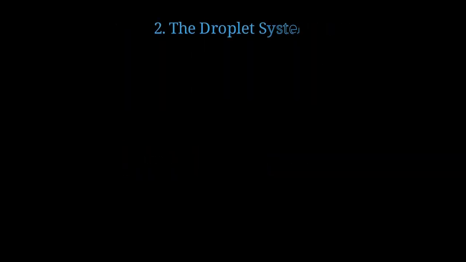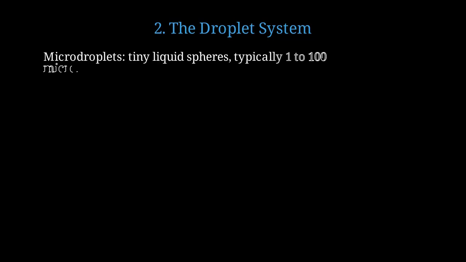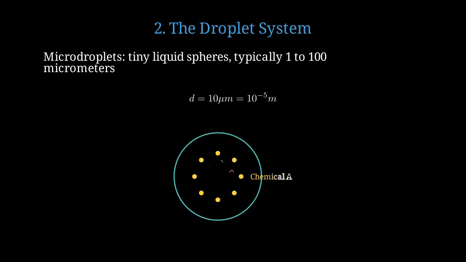Now let's dive into the heart of our topic, the microdroplet system. Microdroplets are tiny liquid spheres, typically ranging from 1 to 100 micrometers in diameter, about the size of a human cell or smaller. A typical droplet might be 10 micrometers in diameter, or 10 to the power of -5 meters. Inside each droplet, we have different chemical species that can react with each other, creating a dynamic computational environment.